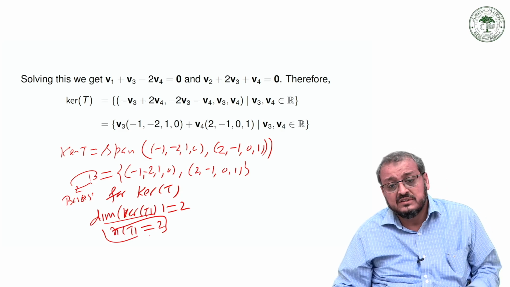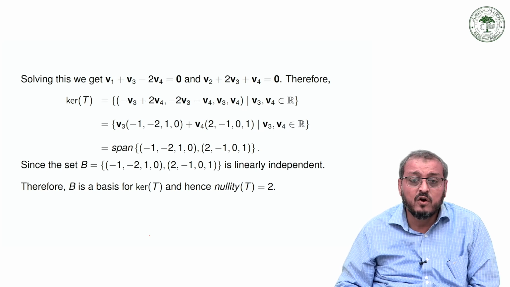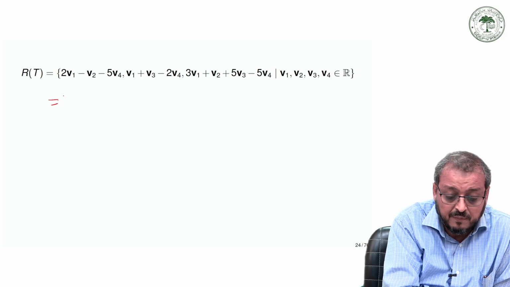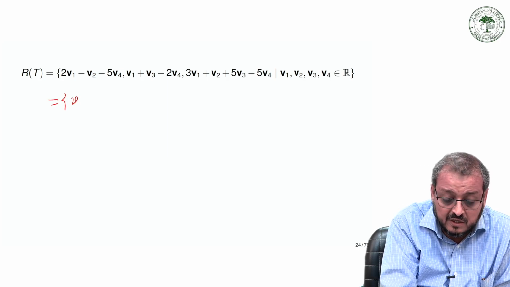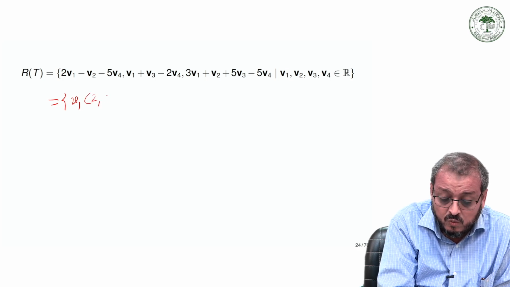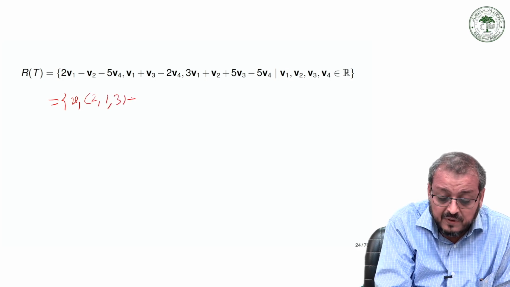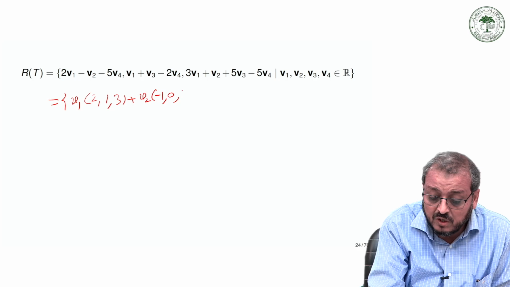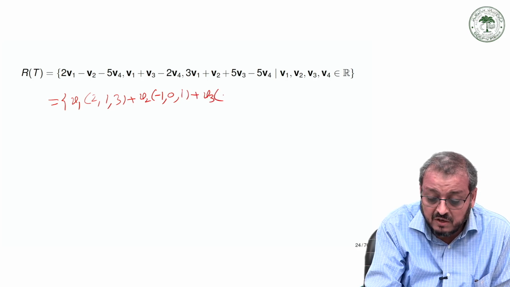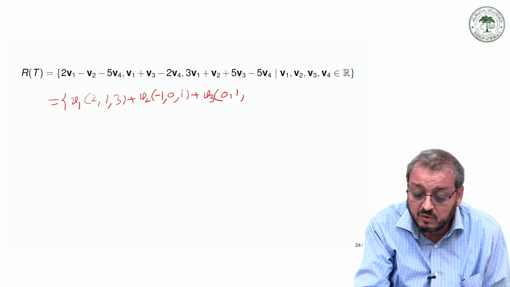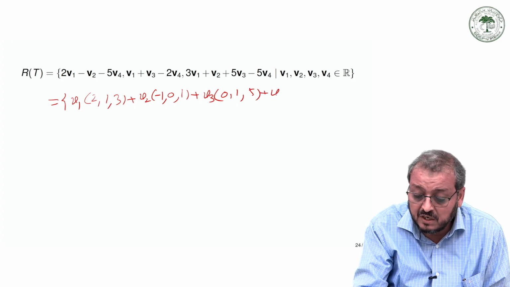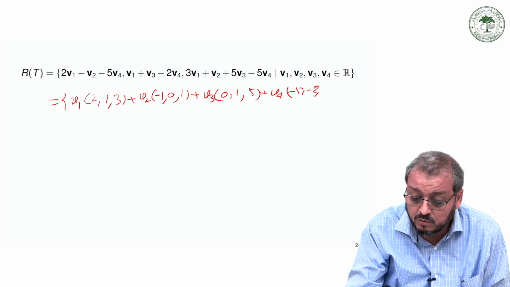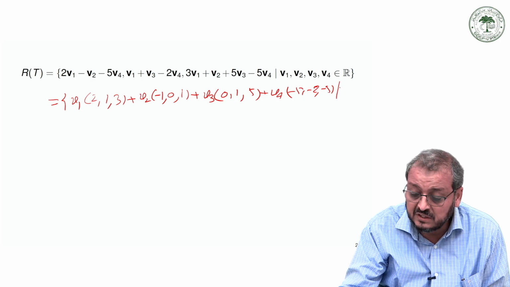Now we try to find the rank. So what is the rank of this? The range of T can be written in this form. We can just say V1 times (2, 1, 3), plus V2 times (-1, 0, 1), plus V3 times (0, 1, 5), plus V4 times (-5, -2, -5), such that this element is of this form.